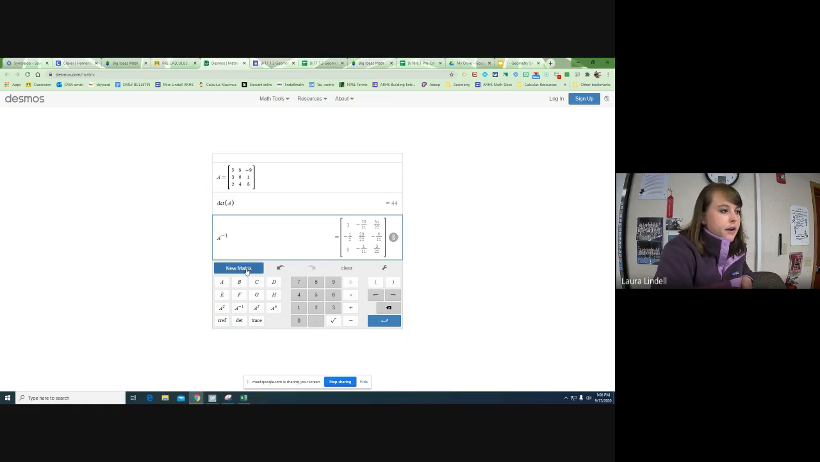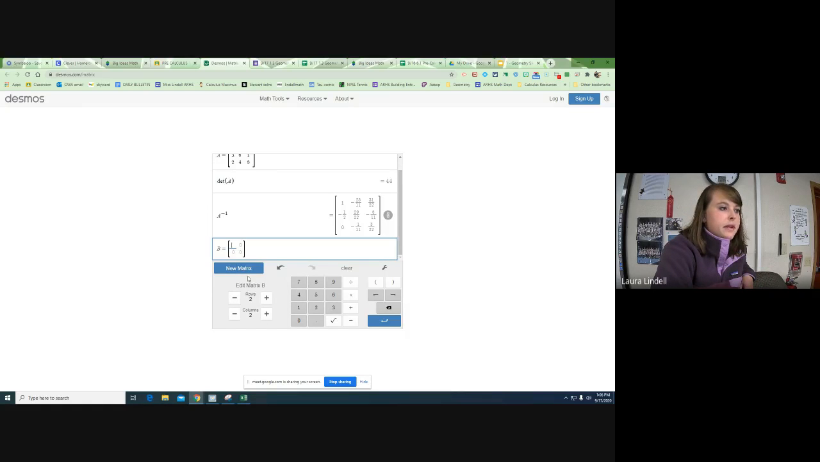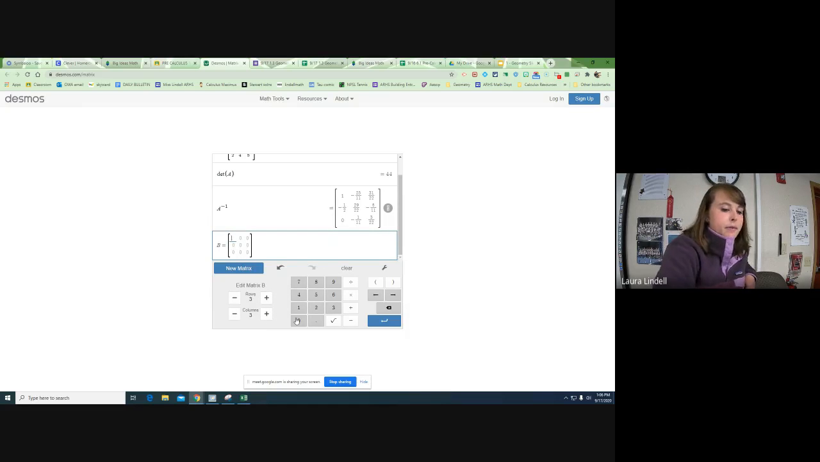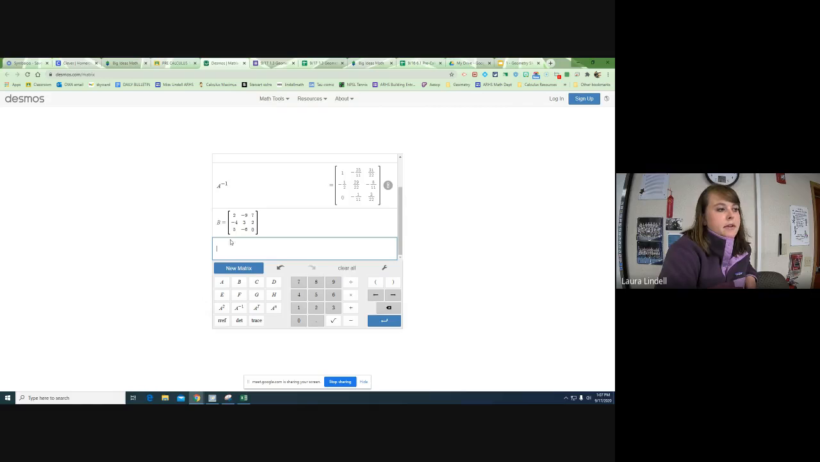So here we go. If I wanted to do this, we'll make matrix B. We're going to do 3 rows, 3 columns. And I'm going to type in random numbers like 2, -9, 7, -4, 3, 2, 5, -6, 0. And I'm going to hit enter. So that saves my matrix. To find the determinant, I just select DET and my matrix. And it tells me my determinant is -3.